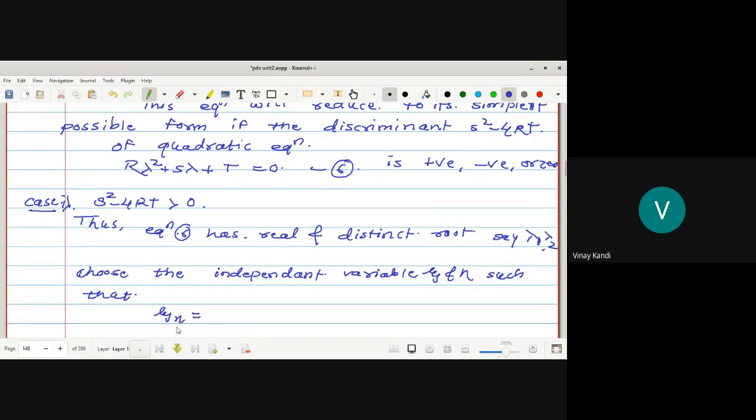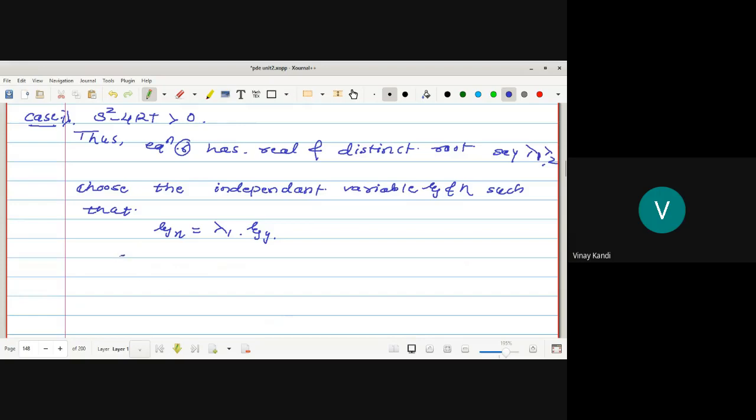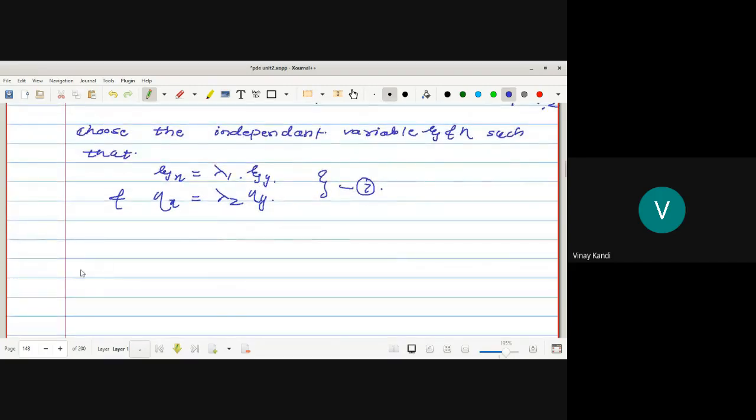xi x, the derivative of xi with respect to x, is lambda 1 into xi y. This is how we have to choose it. And eta x is equal to lambda 2 into eta y. Give it as equation number 7. Choose the independent variables xi and eta such that this condition holds. Equation number 7. These are first order semi-linear partial differential equations.